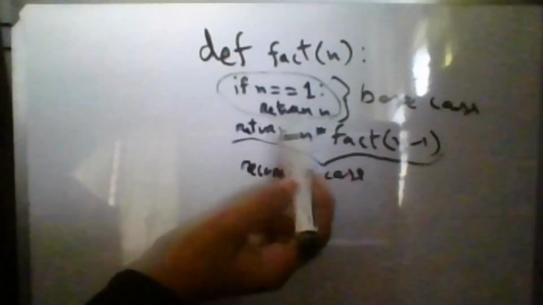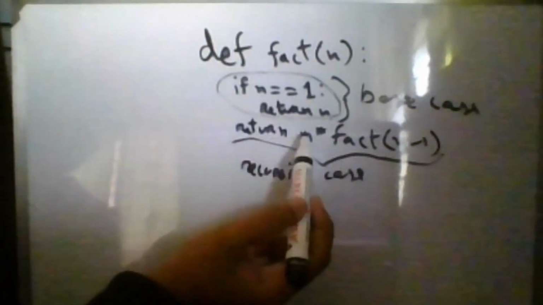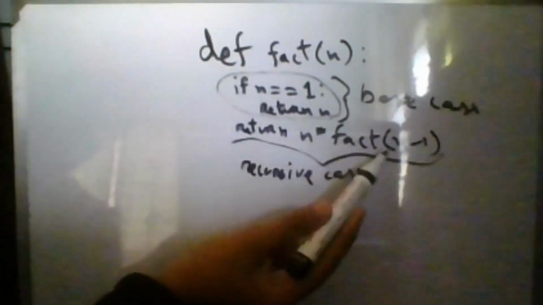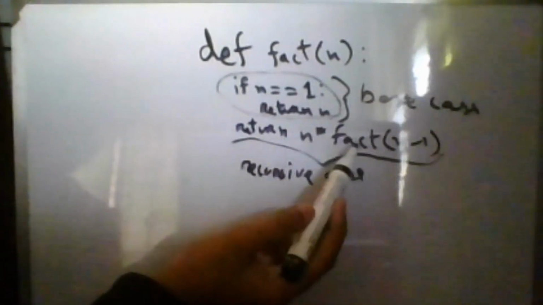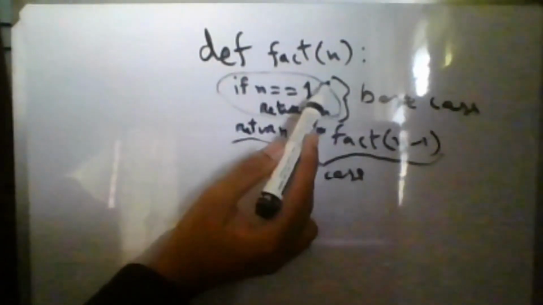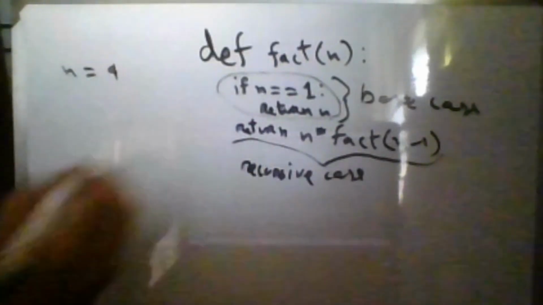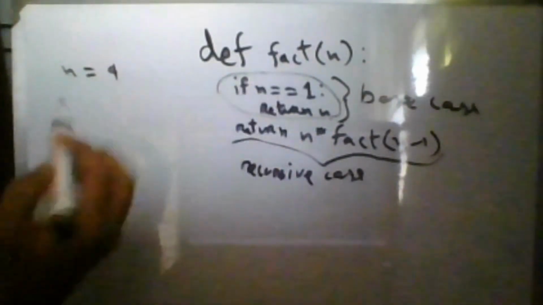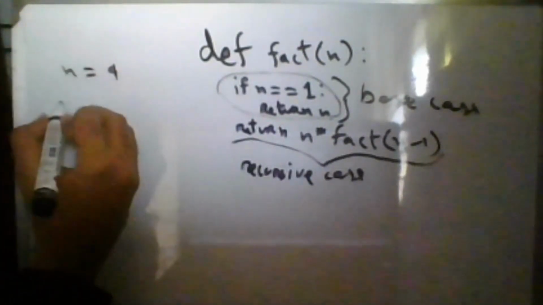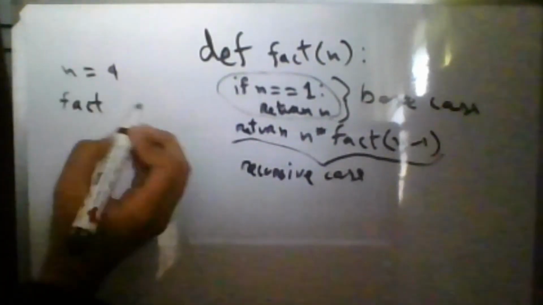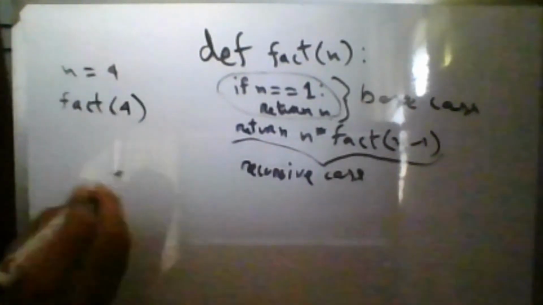Now that the base case is done, we are going to talk about the recursive case. It's n into fact of n minus 1. You can see that the function is calling itself. Say that n is equal to 4, just as an example. So what is this going to return? If you write it in the program, it's going to be fact 4.